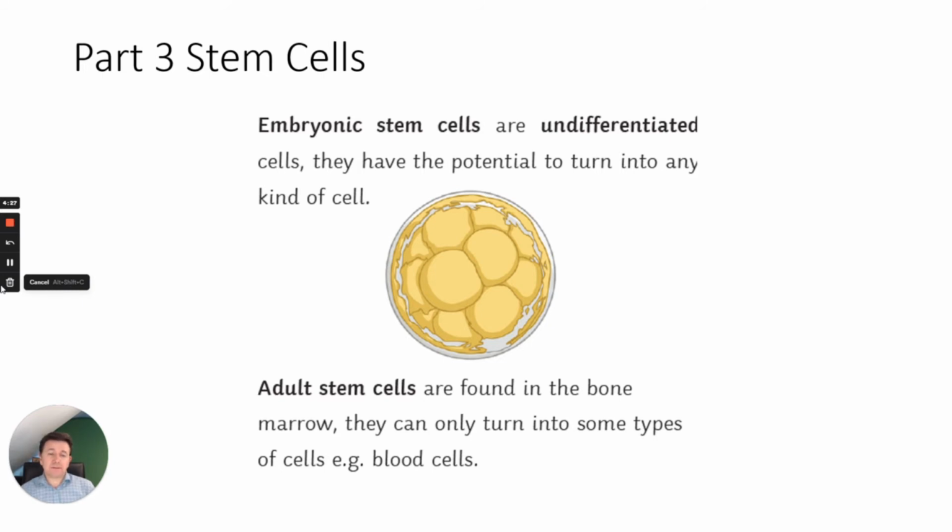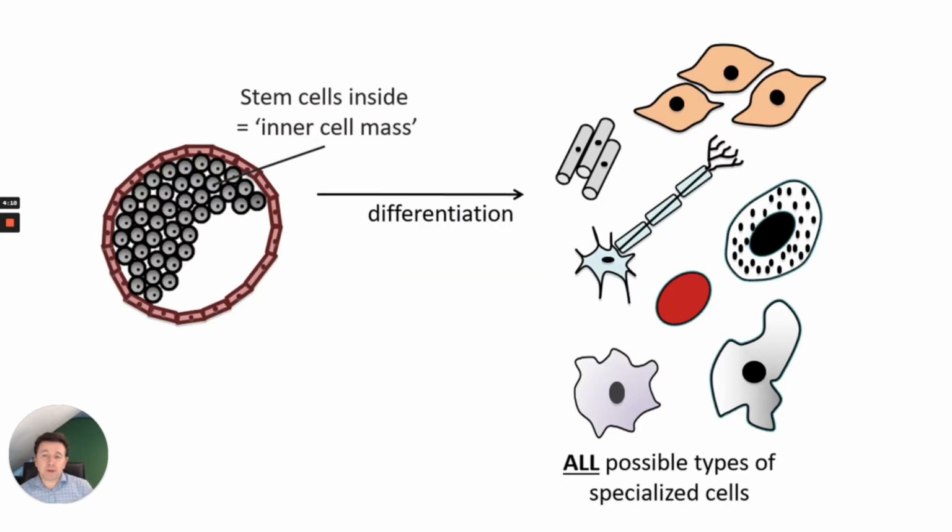The adult stem cells are found in places like your bone marrow, so they can only turn into some types of cells such as blood cells. Now you do have other adult stem cells around your body, but they're very, very limited to what type of cells they can produce. So here's an embryonic stem cell, and you can see it has an inner cell mass, and then those undifferentiated cells will differentiate into any type of specialized cell. So in this case, fat cells, nerve cells, red blood cells, white blood cells, lipids, anything. So they can produce any type of specialized cell.